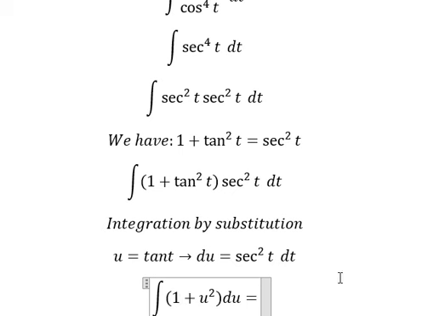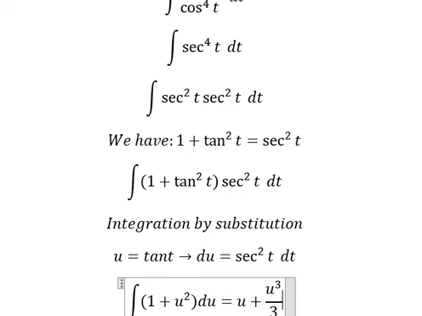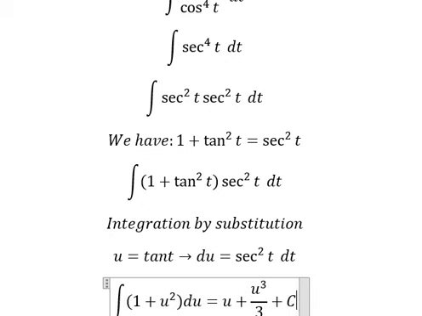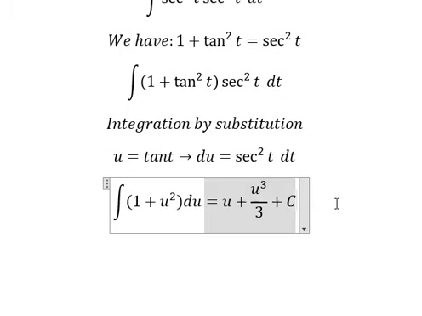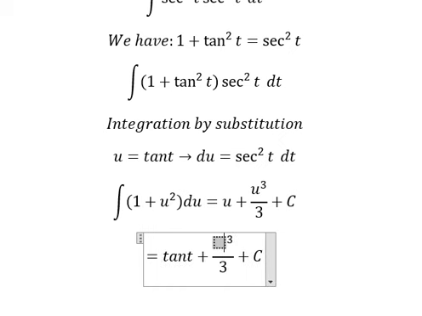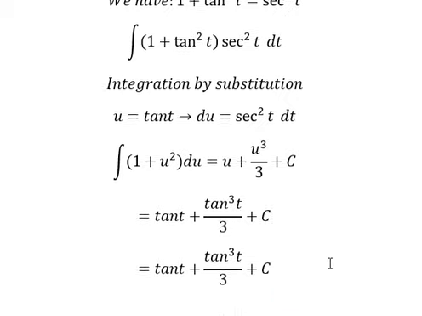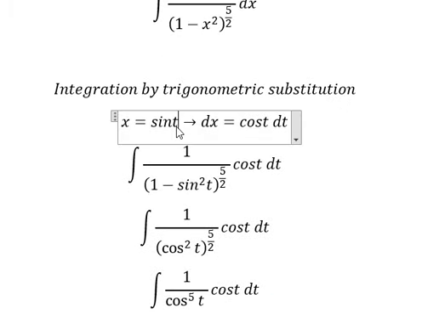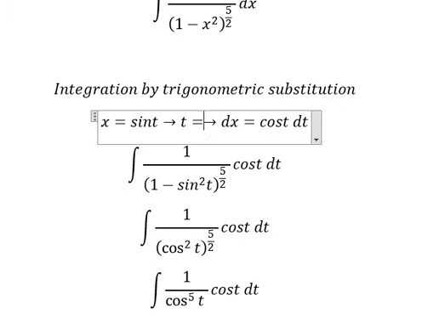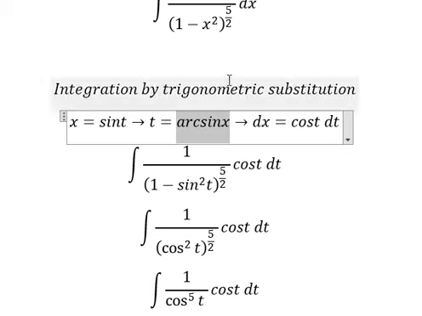The integration of number 1 is u. The integration of u squared is u to the power of 3 over 3. And I will put c. About u, that is tan t. About t, that is this one. So we can find the value of t equal to arcsine of s. So I will put this one to change for t.